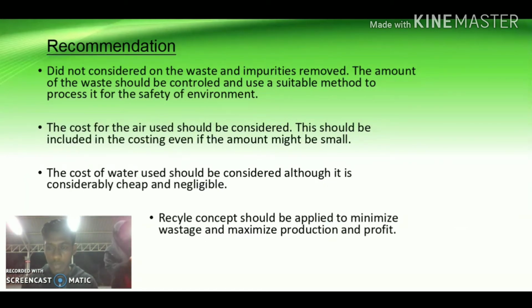Okay, so for the last part, we go to the recommendations. There are certain recommendations to improve our production. First, we did not consider the waste and impurities removed. The amount of waste should be controlled and a suitable method used to process it for the safety of the environment. Second, the cost of the ash should be considered. This should be included in the costing even if the amount might be small. Third, the cost of water should be considered, although it is considerably cheap and negligible. And the last recommendation from us is that the recycle concept should be applied to minimize wastage and maximize production and profit.